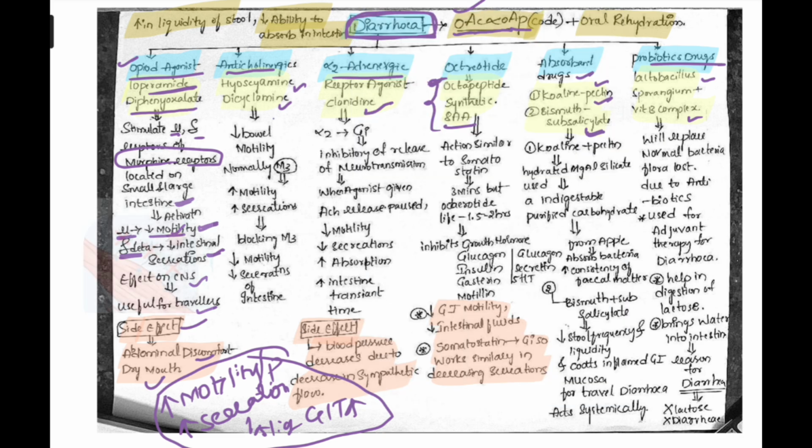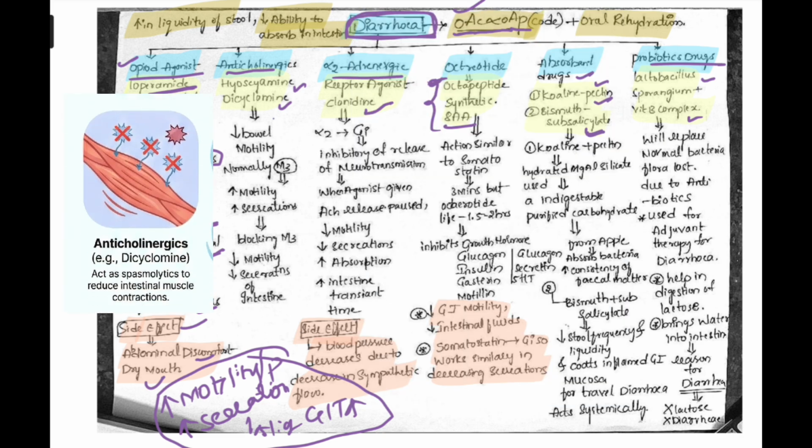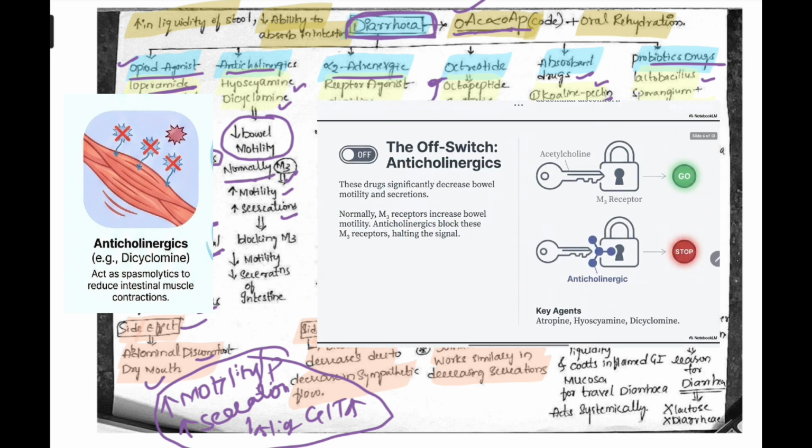Coming to the anticholinergic drugs, they decrease bowel motility. Normally, the M3 receptors are responsible for increasing motility and secretion. So blocking M3 decreases the motility and secretions of the intestine. It acts much like the opioid receptors, but in a different way: it blocks the receptors, whereas the opioids stimulate them.